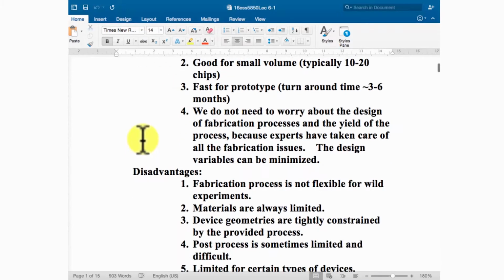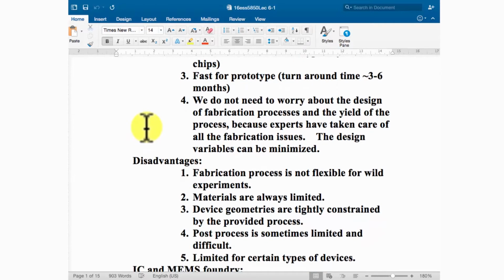We do not need to worry about the fabrication process and the yield of the process, because experts have taken care of this. We just need to do our design part, the MEMS design and circuit design, and the fabrication part will belong to them. So that's a good thing.